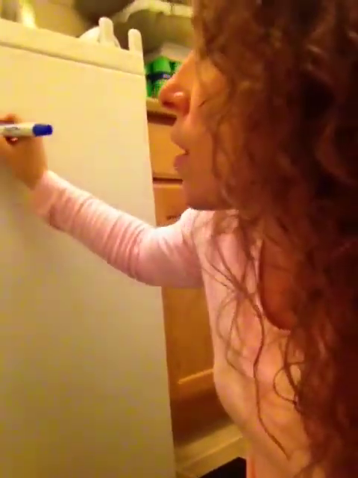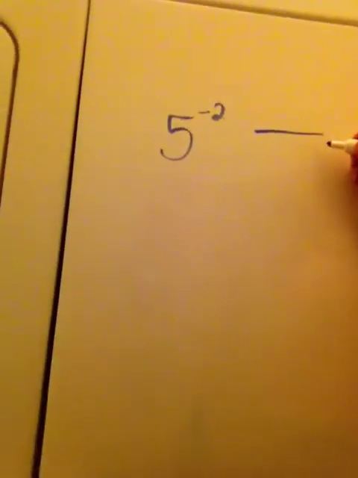Yeah, it says to simplify if possible. So they want you to simplify. For example, the one that we just had was 5 to the negative 2. So let me show you. 5 to the negative 2.